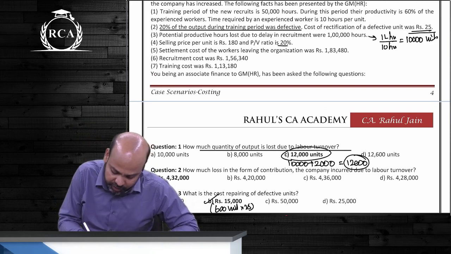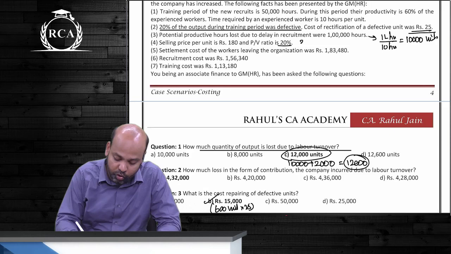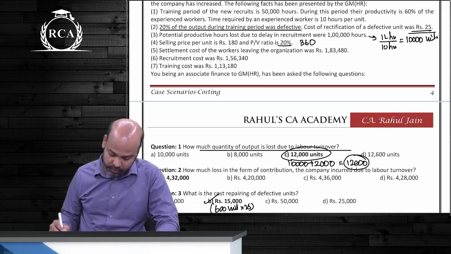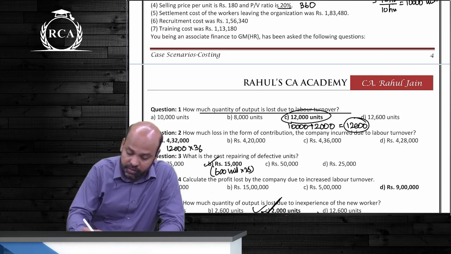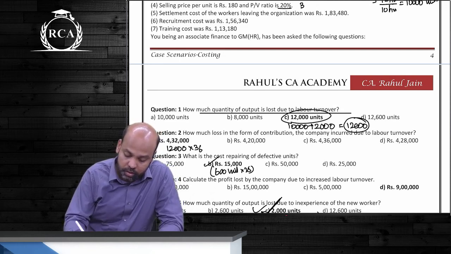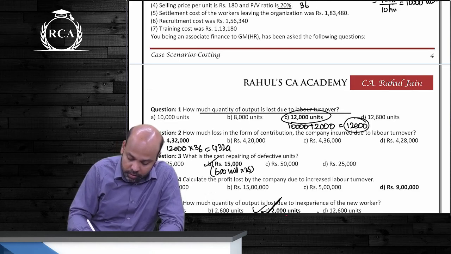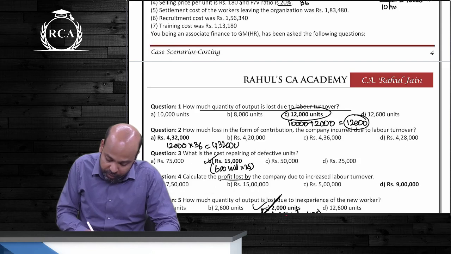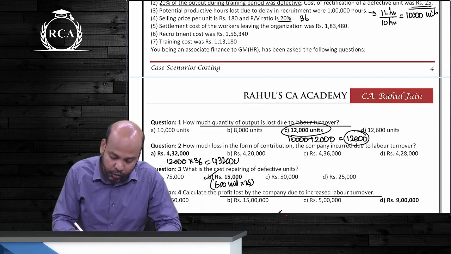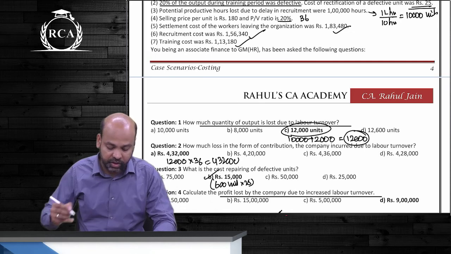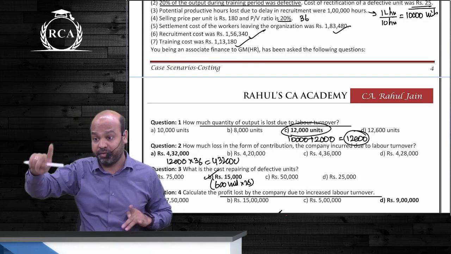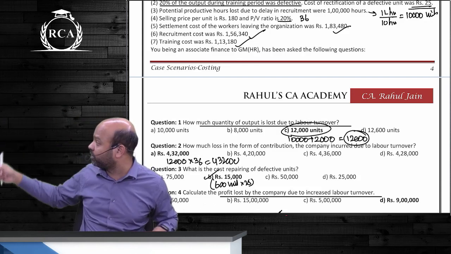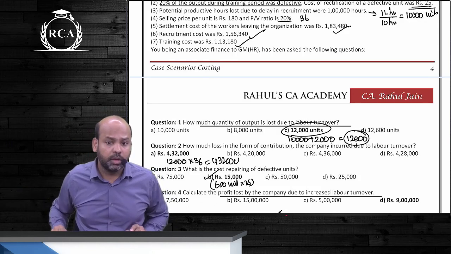Selling price per unit is 180, PV ratio is 20%. That means contribution is 36 rupees. What is the loss of contribution? Second bit. 12,000 units into 36 rupees. Loss of contribution is 4,32,000. Now to get the total loss of profit on account of labor turnover, add the cost of rectification and all of these expenses. 4,32,000 is the loss of contribution plus rectification cost 15,000 plus all of these expenses, 9 lakhs.